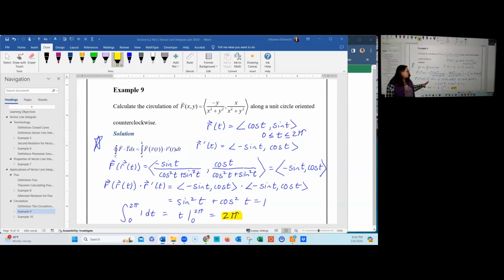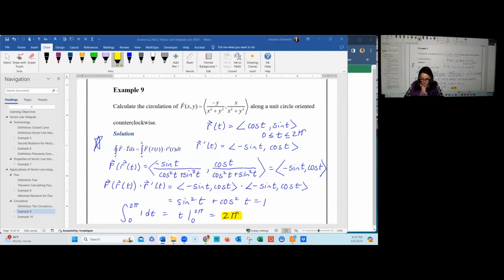Once I have that, I dot that vector with r prime of t, a tangent vector. This gives me sine squared of t plus cosine squared of t, which again is a Pythagorean trig identity, giving me 1. When I integrate 1 dt, I get t evaluated from 0 to 2 pi, or the value of the circulation of the vector field to be 2 pi. This is the tendency of the fluid to flow along the curve, which is the unit circle.